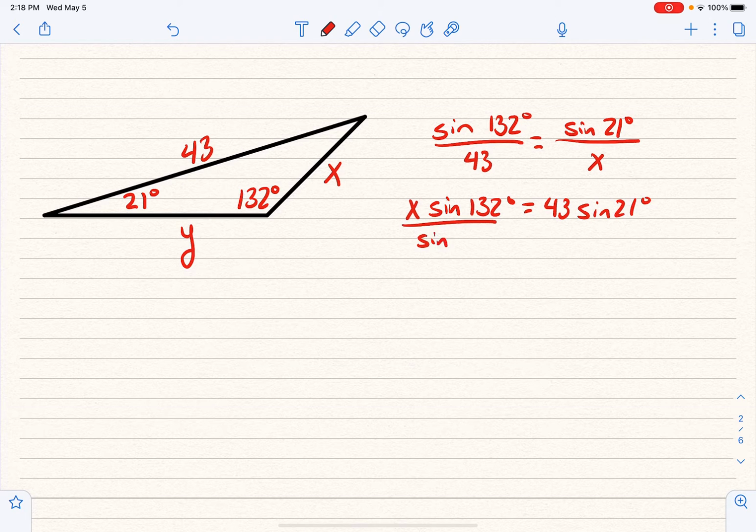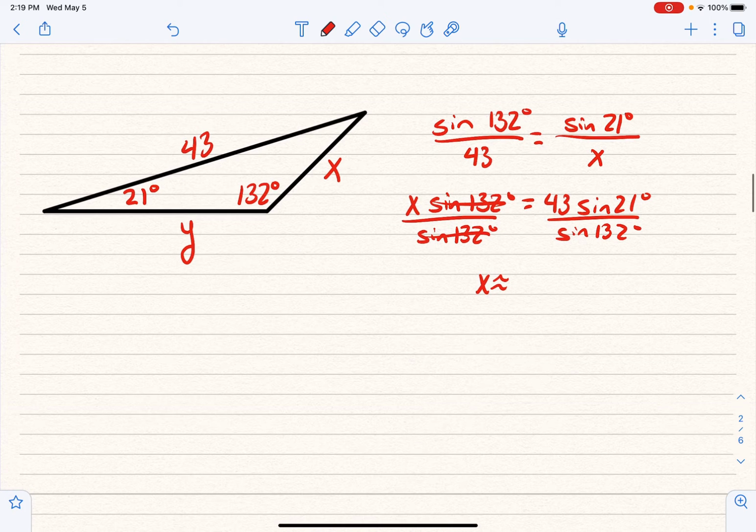At that point, I divide both sides by the sine of 132. These cancel out. You're left with x is then about, and that's when I grab the calculator, 43 times the sine of 21, close the parentheses, divided by the sine of 132, close the parentheses, and I get 20.7359661. So if I round to the nearest tenth, as I have been doing, I'm going to say it's about 20.7. Okay, so that's what x ends up being. Now, let's figure out that other angle.